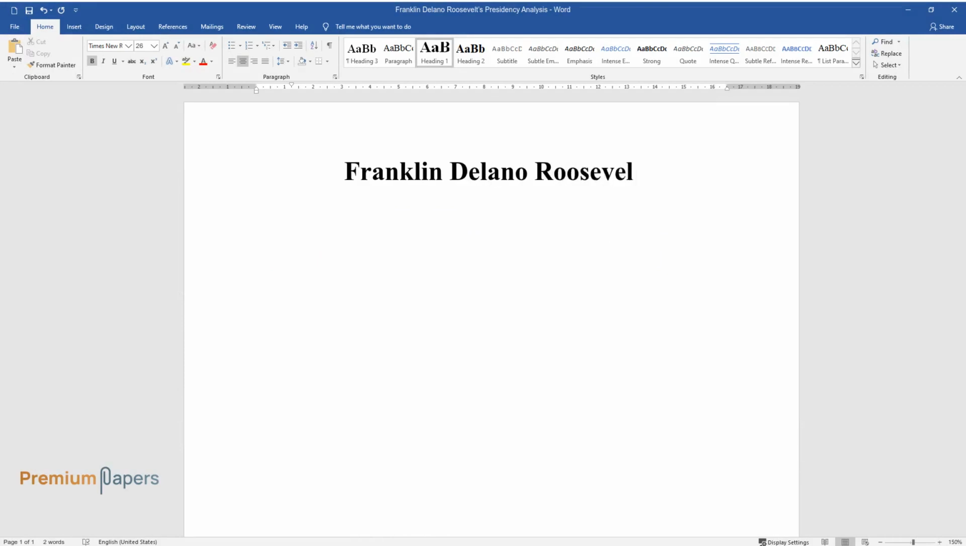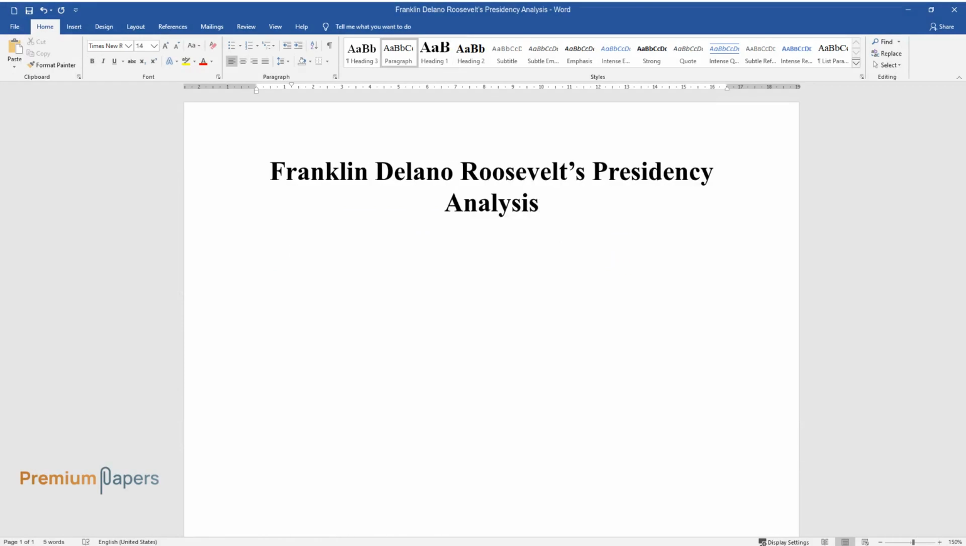Franklin Delano Roosevelt's Presidency Analysis. Franklin Delano Roosevelt, widely known by his initials, FDR, was the 32nd President of the United States.